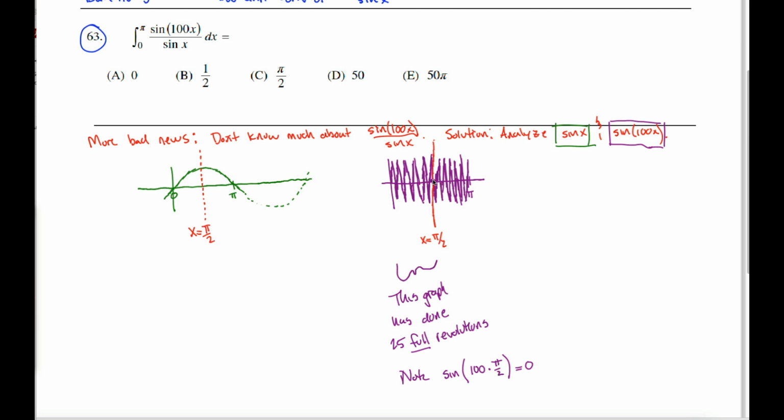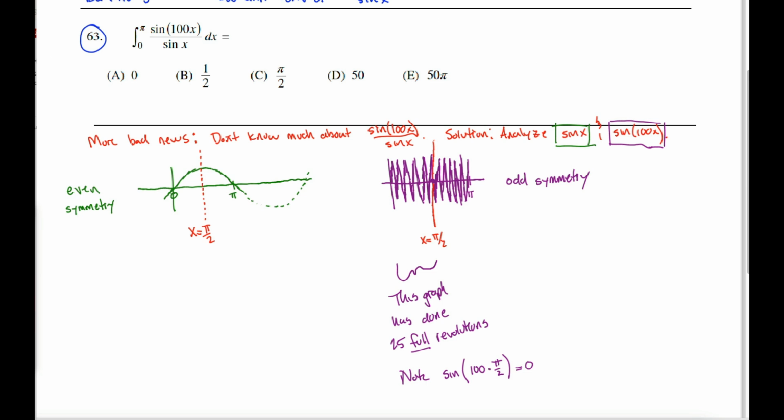The fact that we're starting a new revolution at pi over 2 means this graph is going to have odd symmetry. The graph to the right of pi over 2 is a reflection of the graph to the left of pi over 2, not over this line at x equals pi over 2, but over this point at pi over 2, 0. The fact that this graph in green has even symmetry and this graph in purple has odd symmetry, when we consider the midpoint of our bounds of integration, will allow us to evaluate the definite integral really easily.